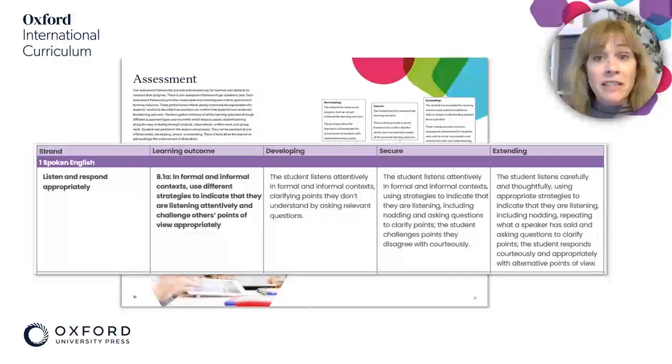There is full assessment for formal and informal monitoring of outcomes. This comes in the form of a framework, and in that framework it describes three levels of attainment for each learning outcome, dividing it into developing, secure and extending. Teachers can use these descriptors to assess students' level of attainment.